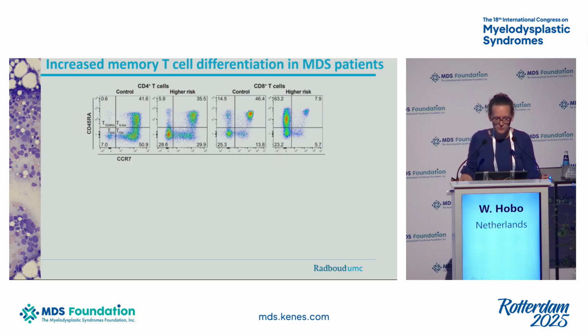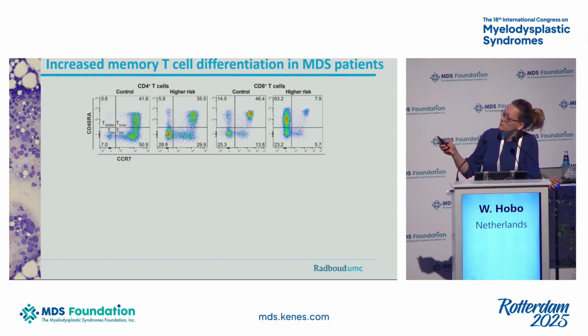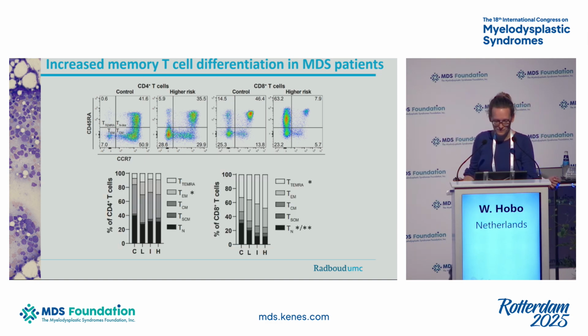Within the MDS patients, we observed that there was a strong skewing within the memory T cell differentiation. So here you see on the left for the CD4 T cells, you see in the controls and in the higher risk, those are the naive T cells. And you see that there are much less naive T cells and much more effector memory T cells within higher risk MDS. And it's even more pronounced in the CD8 T cell compartment. And that's also depicted here. So there's a strong skewing towards terminal differentiation of the T cells in MDS.